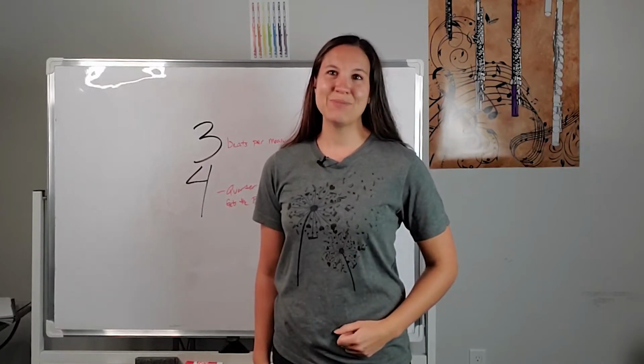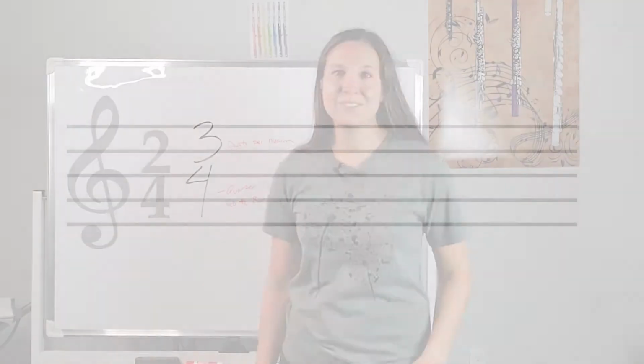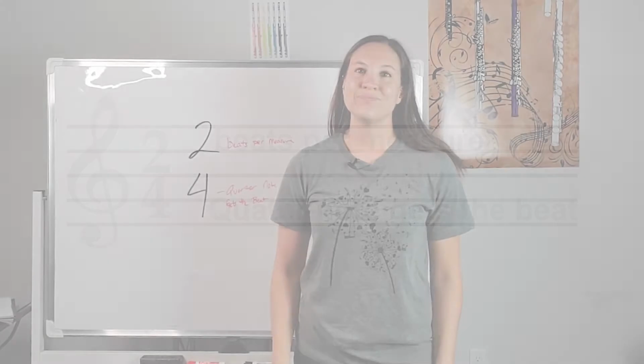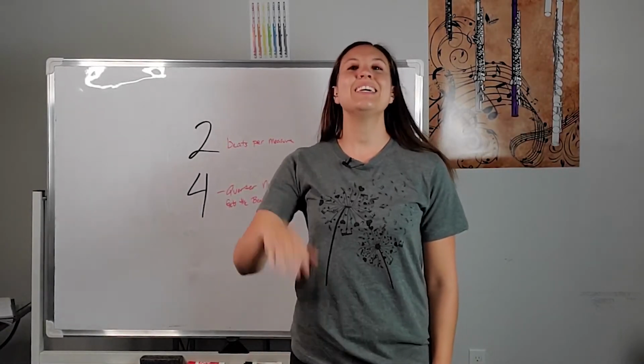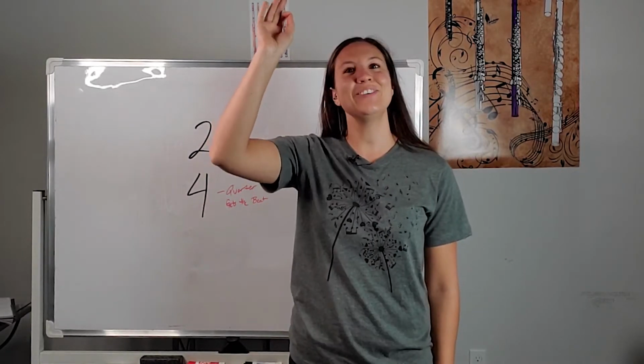Ready to tackle more time signatures? 2/4? What do you think 2/4 means? Our top number is how many beats are in a measure. So we have the number 2. That means now we only have 2 beats in each measure. Our bottom number is still 4, so that means, that's right, the quarter note still gets the beat. So now when we count, it's 1, 2, 1, 2, 1, 2.